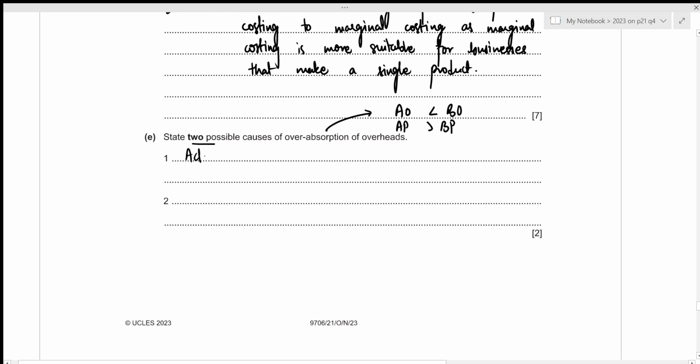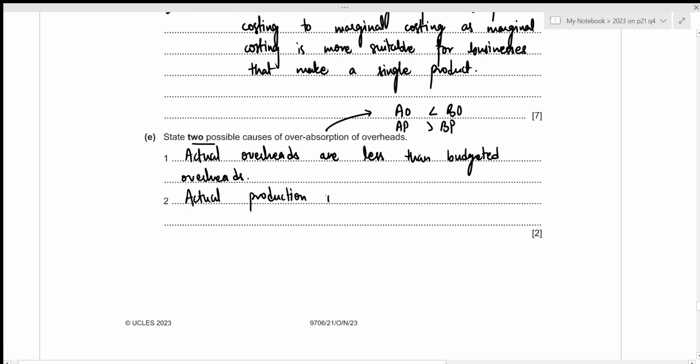The first one is that the actual overheads are less than budgeted overheads. And the second cause is actual production is more than budgeted production. That's all for the fifth part.